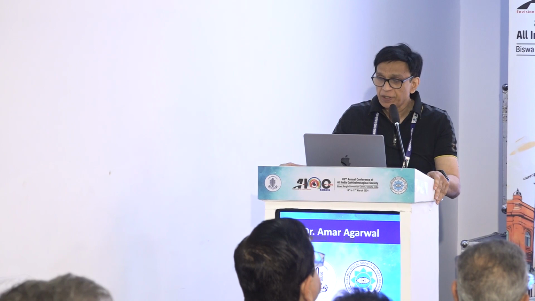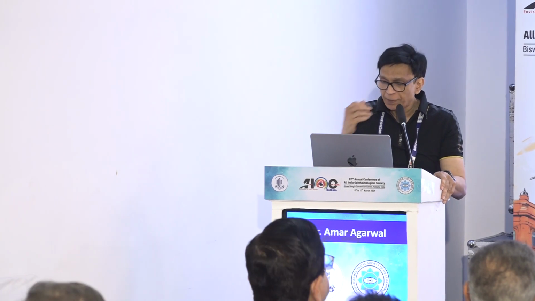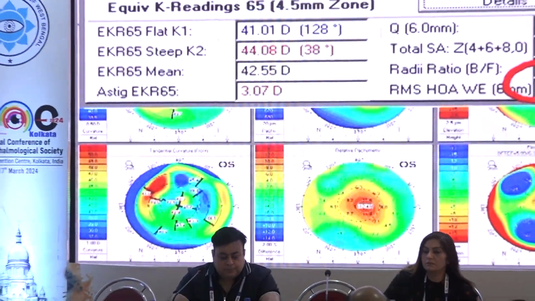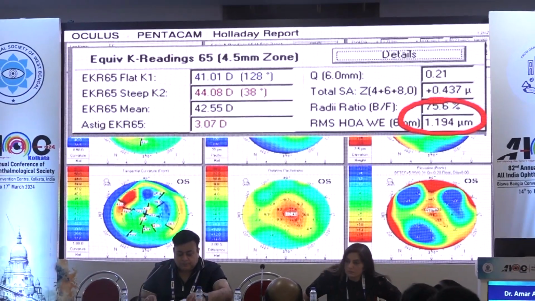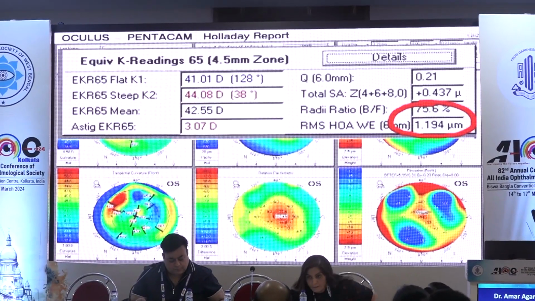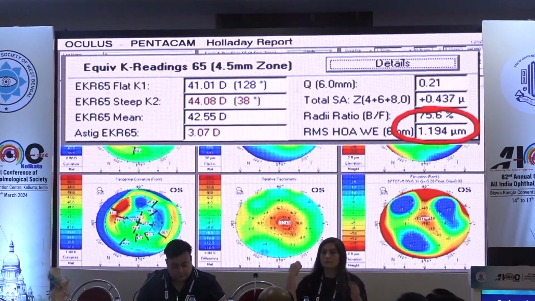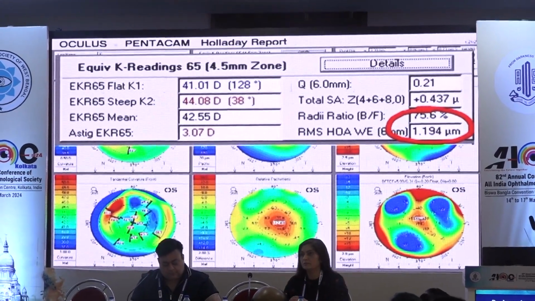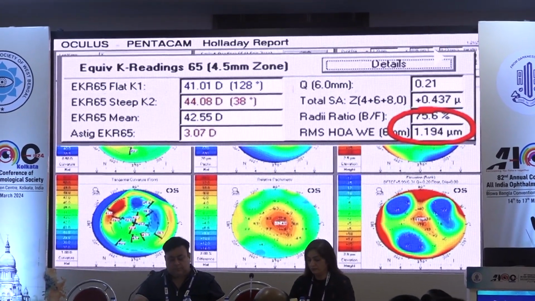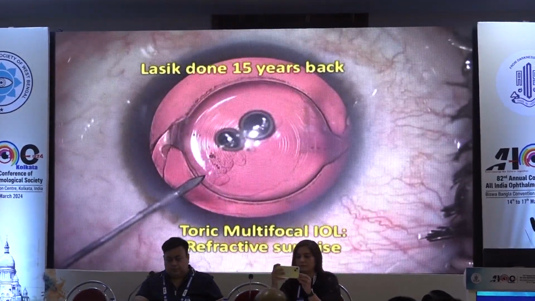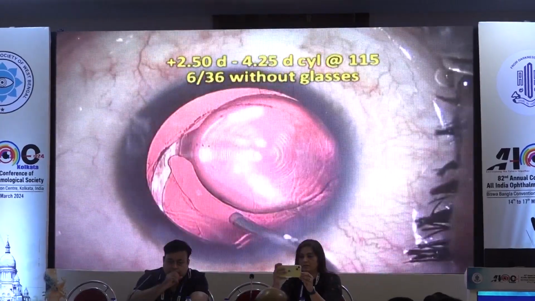So when I examined the patient, this was how the Pentacam looked, and I'll come to that in more detail. Important: when you see a Pentacam, people look only at the astigmatism. Please look at the RMS HOA, higher order aberration. Look at that, it's 1.1. A normal person, please understand, will be 0.3. So I know this is a problem here. There are higher order aberrations here. LASIK was done 15 years back.